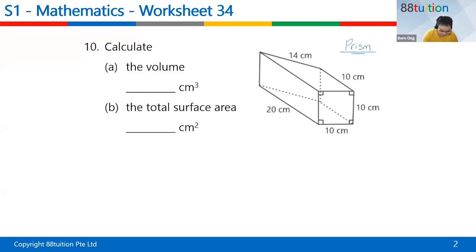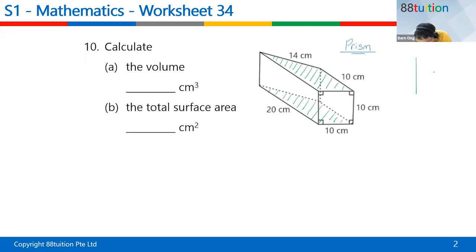And where is the area of cross-section? Where is the consistent area that is the same throughout? Can you see that the top portion is green shaded, right? And the bottom portion, do you see this green color shaded? It's actually the same thing, right? So this is actually called the cross-section.